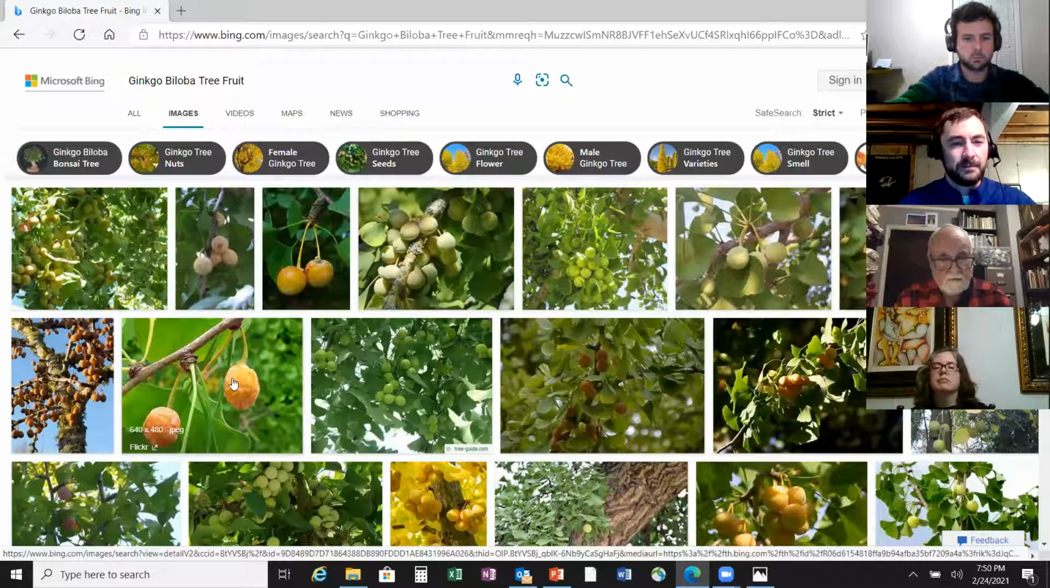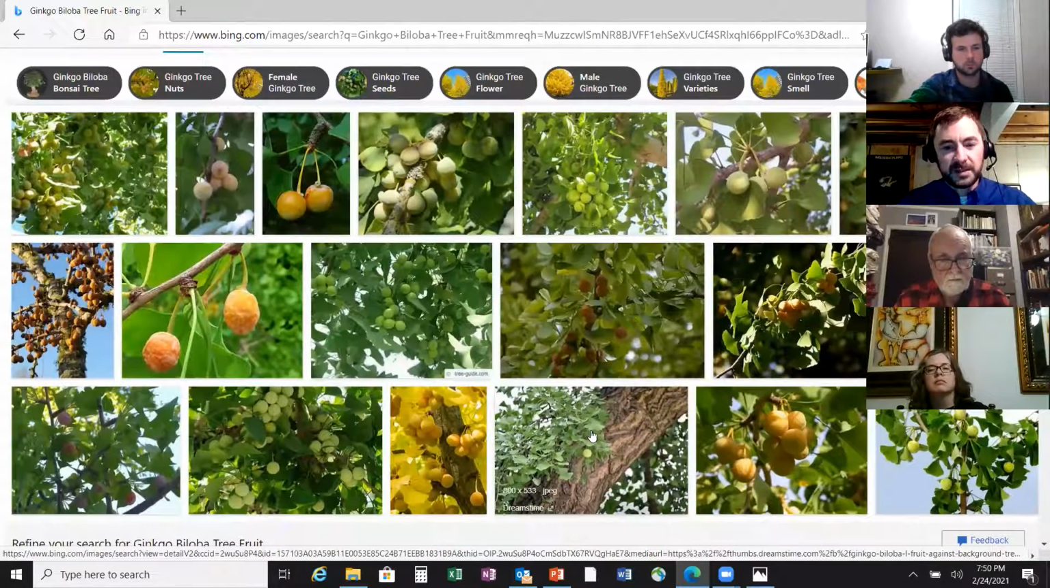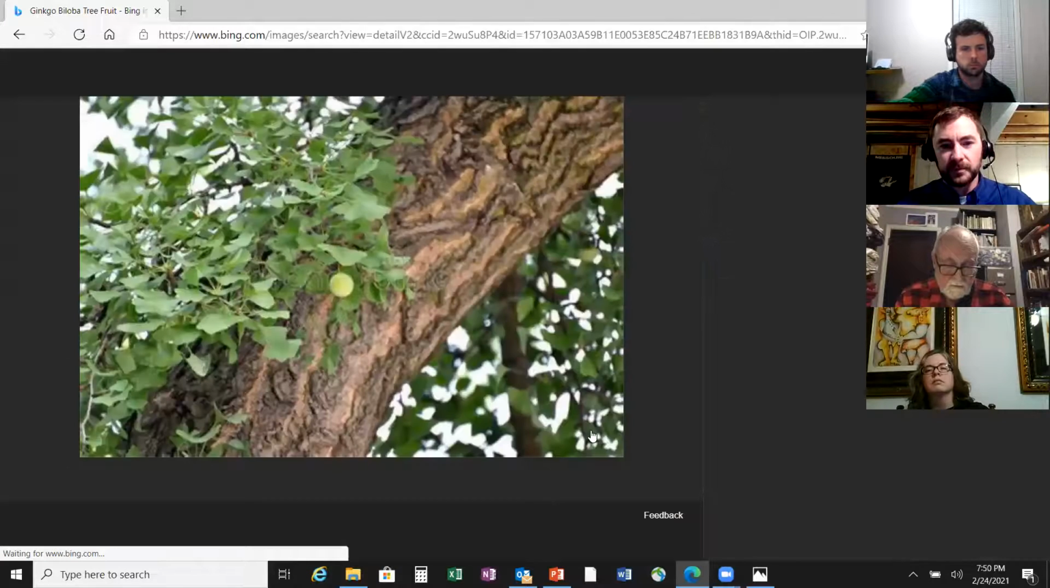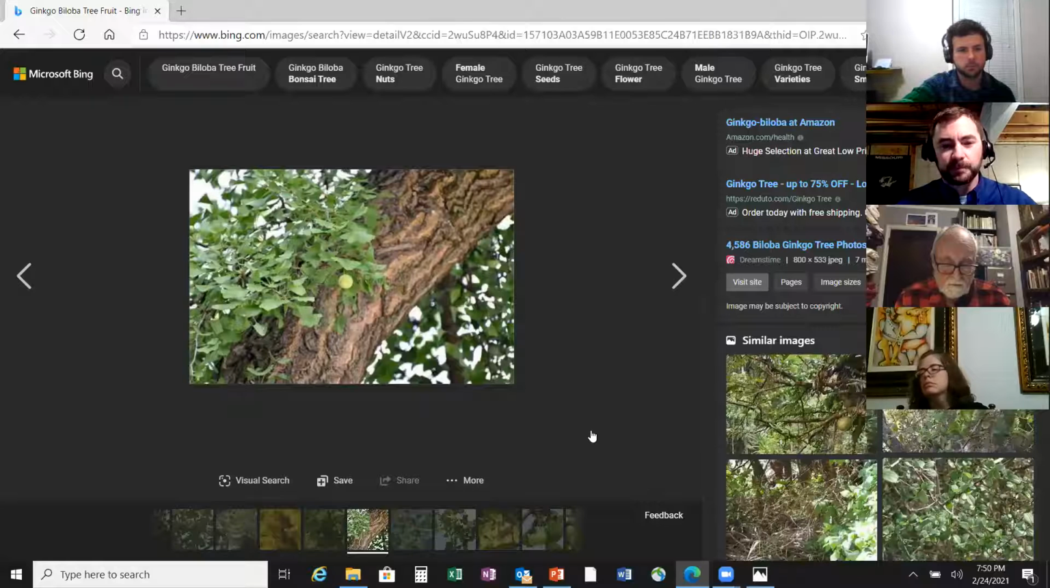So yeah, it's kind of an anomaly in that it's a cone bearing tree that does lose its leaves. So kind of like along the lines of bald cypress. Does that make sense? But yeah, it's a pretty cool one.